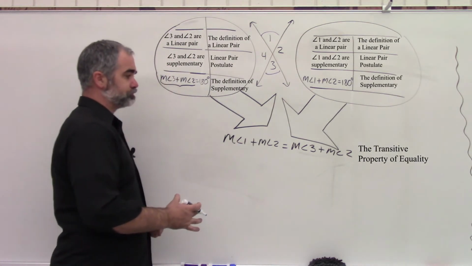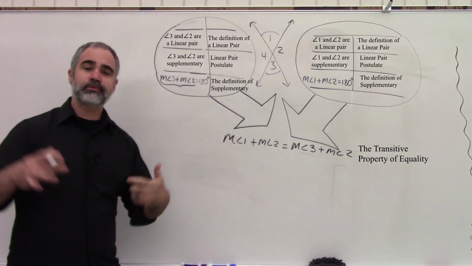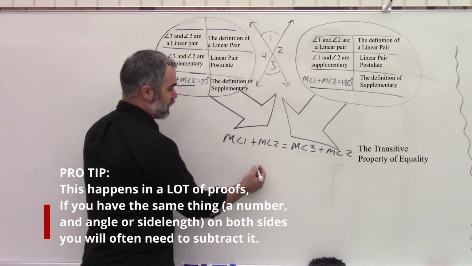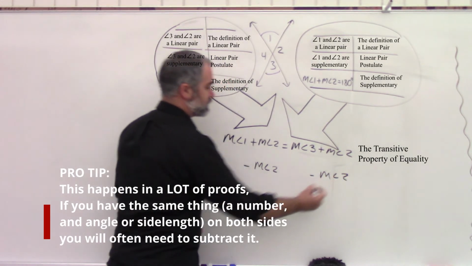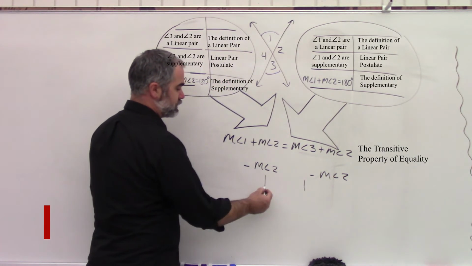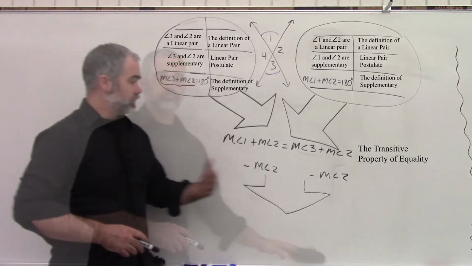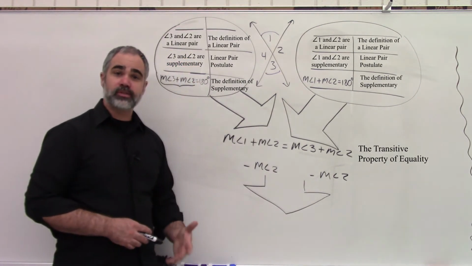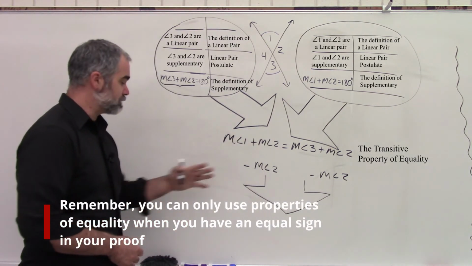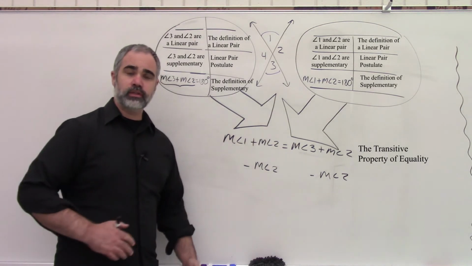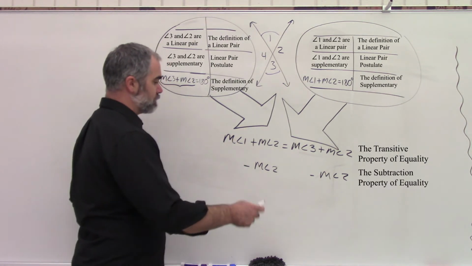Now, I'm getting really close. So I've got the transitive property of equality, and I see here that I have the same thing in both of them. I'm going to subtract that from both sides. So I'm going to go ahead and subtract the measure of angle 2 and the measure of angle 2 from both sides. And that's going to lead me to my next point. Again, that one is the subtraction property of equality. Again, we have an equal sign, so that means I can use all of those properties. The subtraction property of equality is my reason. And again, you can put your justification, your reason, wherever you want. I'm just going to put it to the side here, which leads me to one of my last pieces.